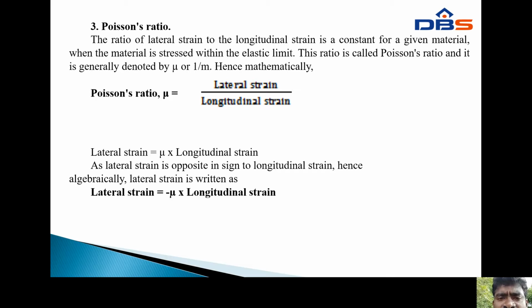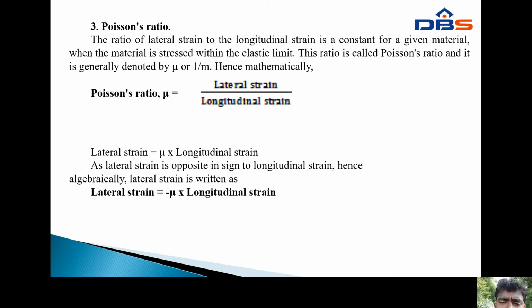In this video I explain Poisson's ratio: the definition, the formula and the symbol. Poisson's ratio is an important topic. The definition is the ratio of lateral strain to the longitudinal strain, and the symbol is mu or 1 by m. Therefore, Poisson's ratio equals lateral strain by longitudinal strain.